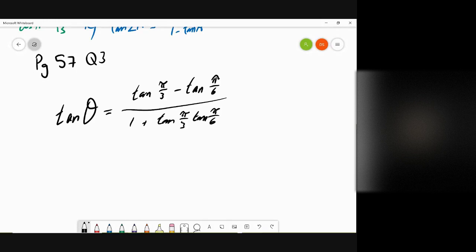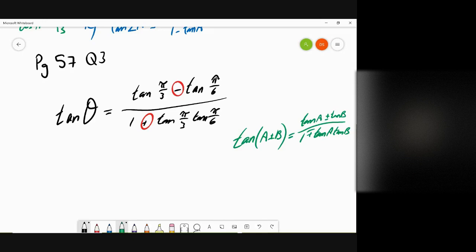Hannah, Jasmine, are you there? Okay, perfect. Right. Now I just want us to look at this part here. There's a minus here and a plus here, right? This reminds me of the tan compound angle formula: tan A plus or minus tan B over 1 minus or plus tan A tan B. If there's a minus on top, then there's a plus in the brackets. A is the first one, so that's pi on 3, and B is the second one, so that's pi on 6.